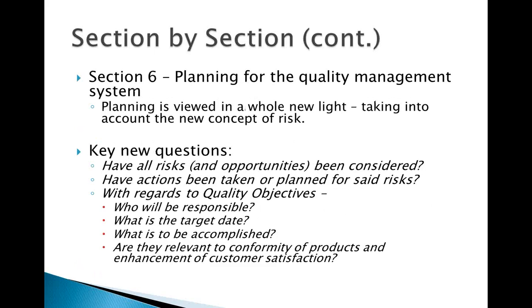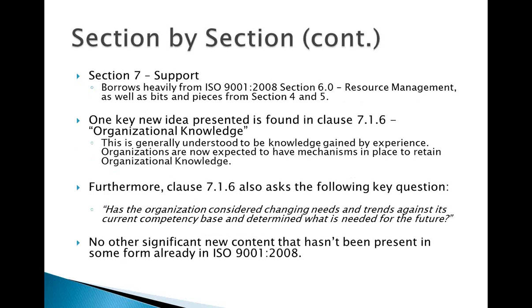Section 6, as we looked at, is the primary placeholder for risks and opportunities, including taking action in response to said risks. When referring to quality objectives, determining who's responsible, what the target date is going to be, what is it we're trying to accomplish, and so forth. Section 7, the key new idea in Section 7 is organizational knowledge. This is knowledge gained by experience, having a way to retain organizational knowledge, and then having a means of planning for the future as well.